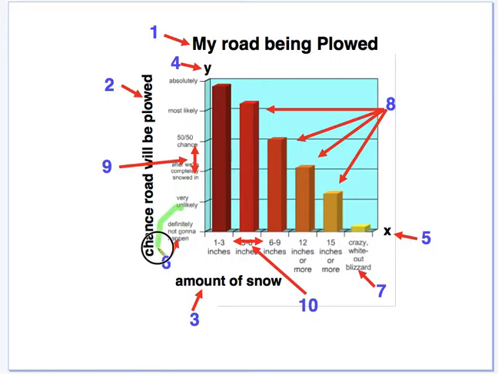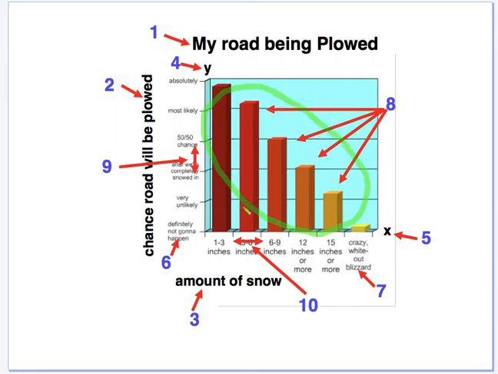6, these are the actual descriptors that belong to the y-axis. The title was the chance that the road would be plowed, and I actually need these really specific descriptors. So 50-50 chance, most likely, absolutely. Obviously 7 is the same sort of thing, it's just the x-axis. So in this case it was the amount of snow, so I actually have to have the amounts labeled right there.